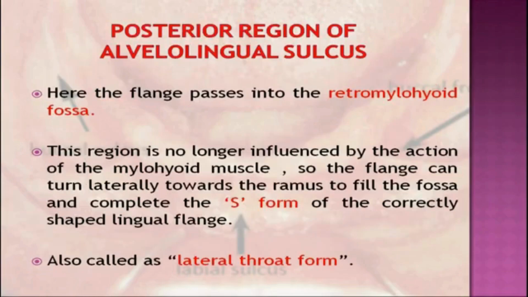The posterior region of alveolingual sulcus. Here the flange passes into the retromylohyoid fossa. This region is no longer influenced by the action of the mylohyoid muscle, and so the flange can turn laterally towards the ramus to fill the fossa and complete the S form of the correctly shaped lingual flange. This area is also called the lateral throat form.